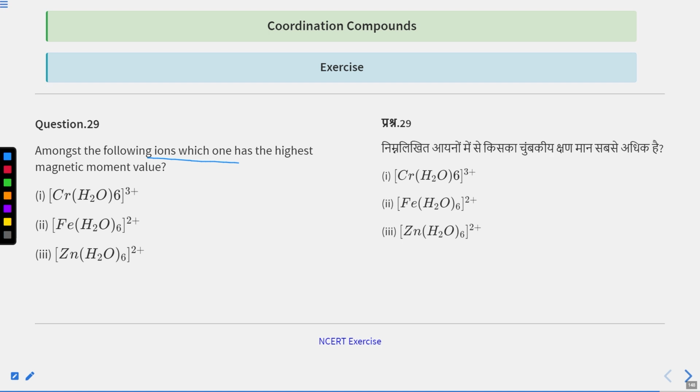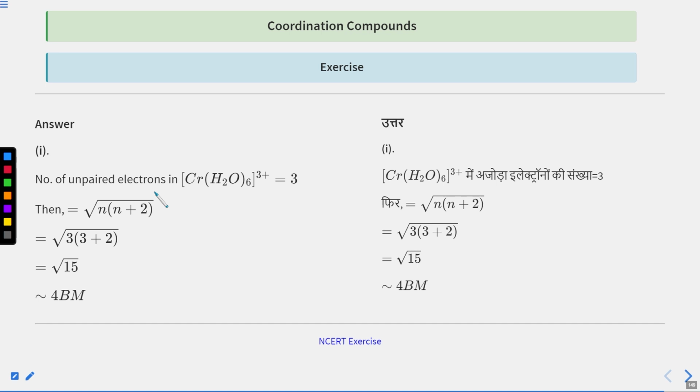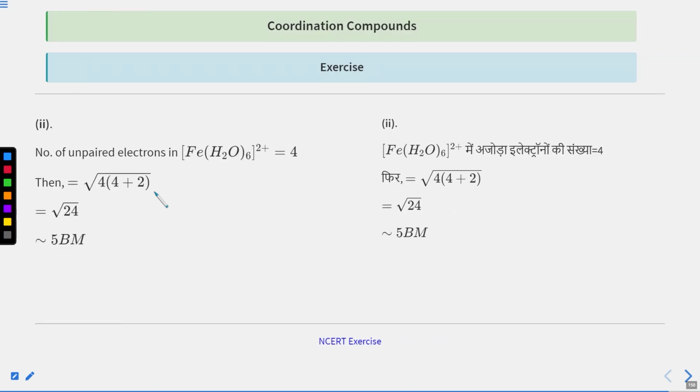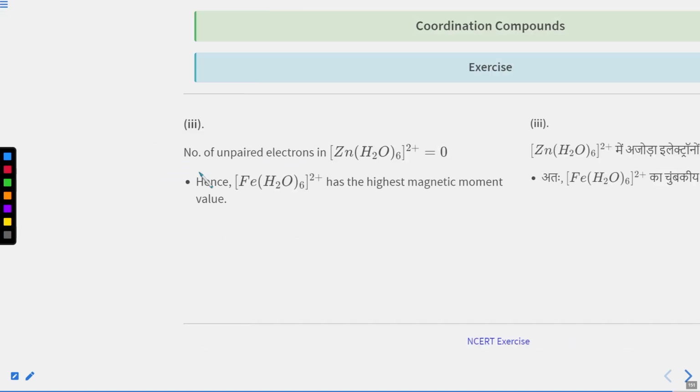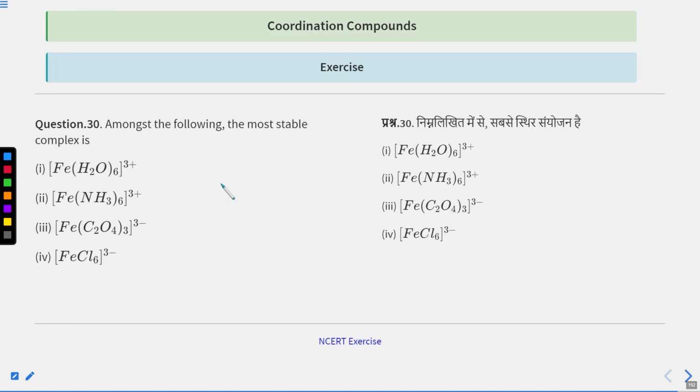Among the following ions, which of them has the highest magnetic moment? For this, we will write the electronic configuration first of all. We will get that 3 unpaired electrons are present. We will use the formula and find it as root 15. For the second one, the number of unpaired electrons is 4, and this will give you root 24. Next is zinc. You will find that there are no unpaired electrons, so it will have a magnetic moment of 0.